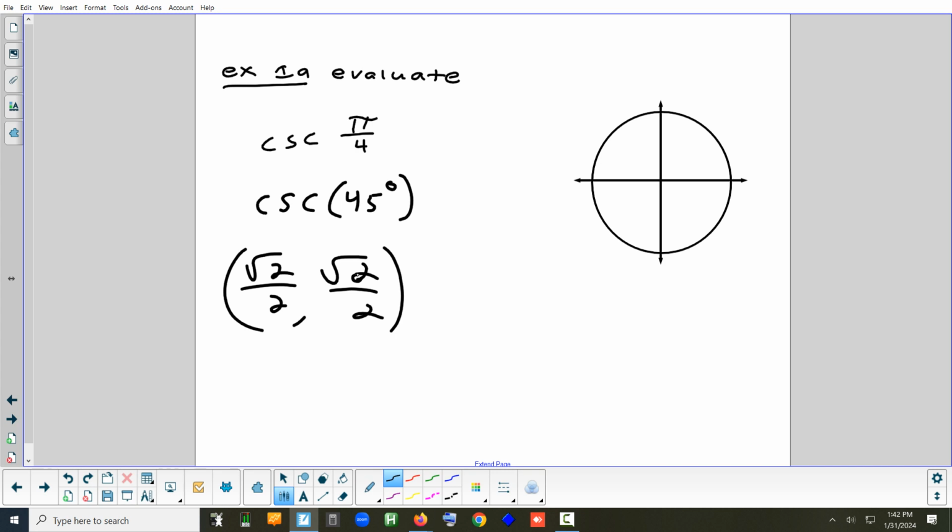Okay, I know cosecant is one I have to flip. I know they're the same, so it doesn't really matter, but is it the x that you flip or the y that you flip? It's the y. So we're flipping that one. And when you flip root 2 over 2, you get square root of 2. Right, so we didn't really need the sketch this time. Any question on that?